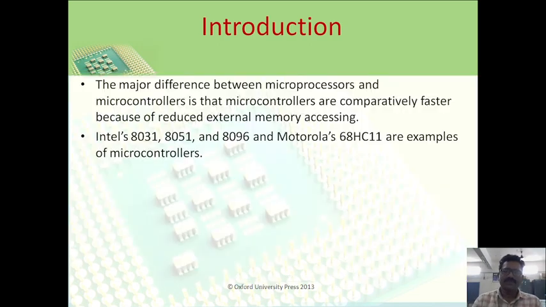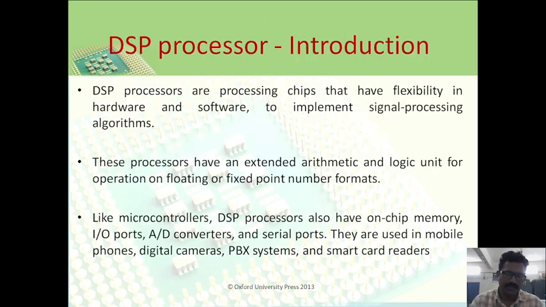So the major difference between microprocessor and microcontroller is that microcontrollers are comparatively faster because of reduced external memory accessing. Examples of microcontrollers are the 8031, 8051 and 8096, and the 68HC11 developed by Motorola.